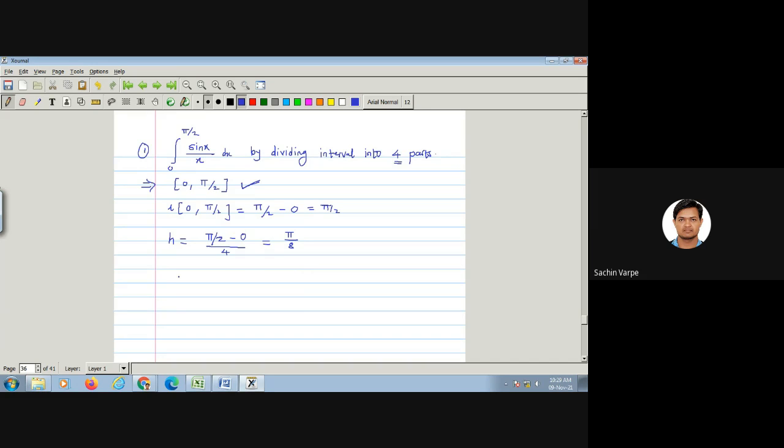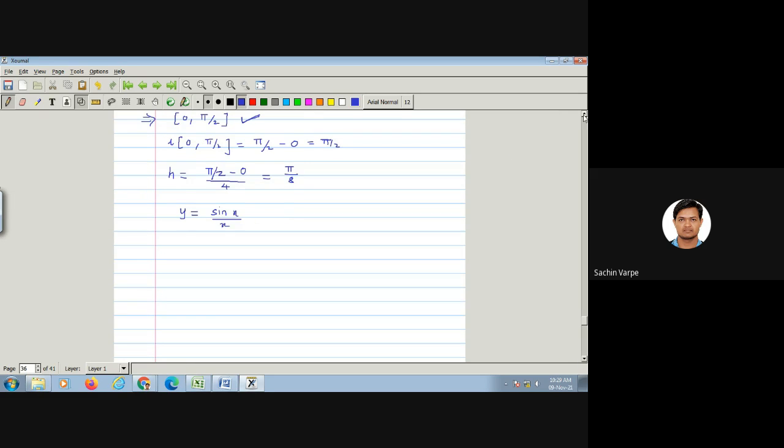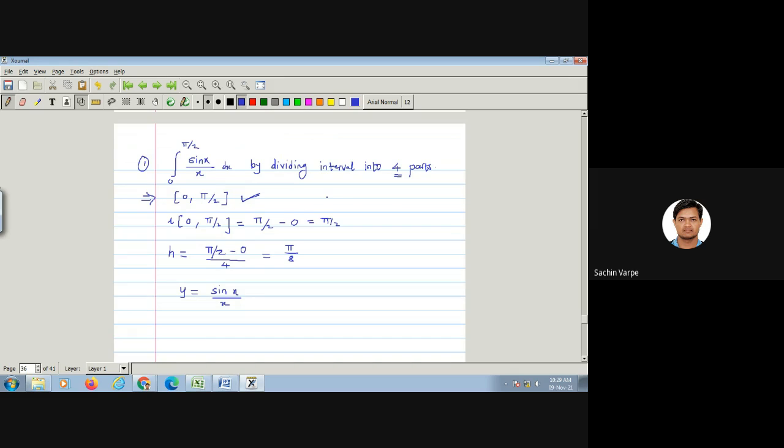So let us now prepare a table of x and y values. For x equal to 0, what will be my y? First of all, what is y here? Y is given to be sin x upon x, because it is the integration of y dx. So y is sin x upon x.